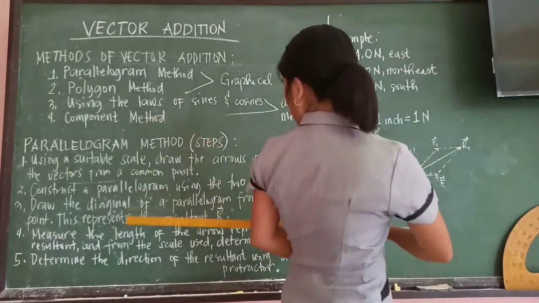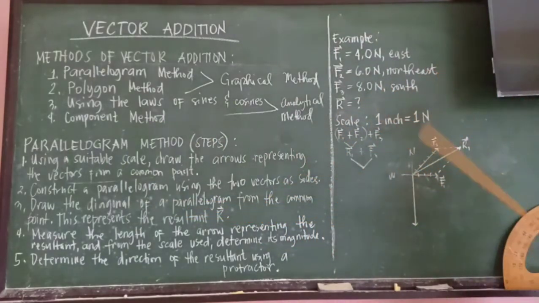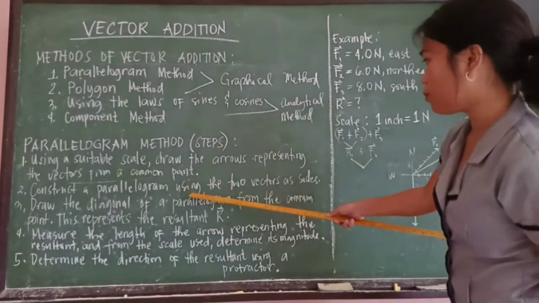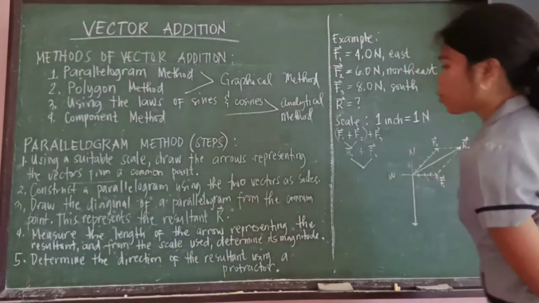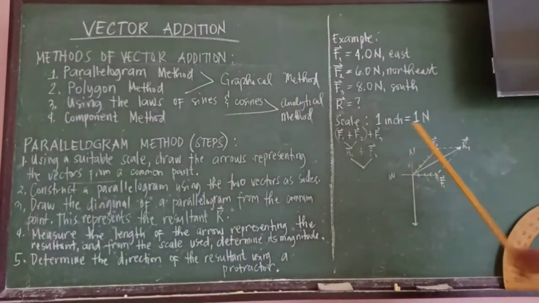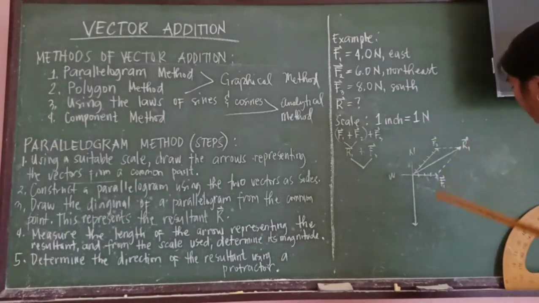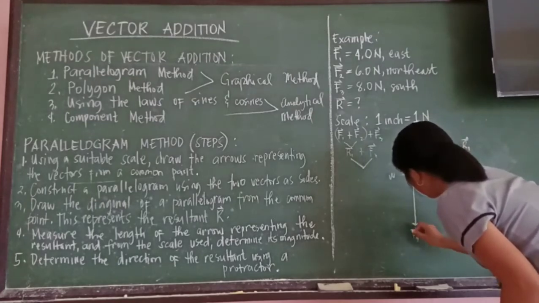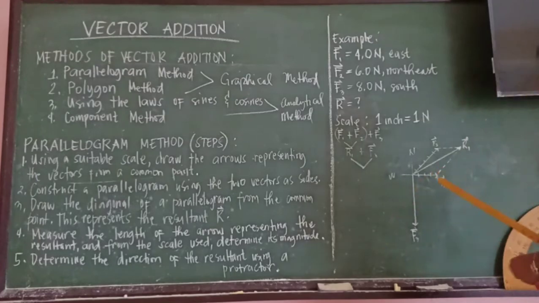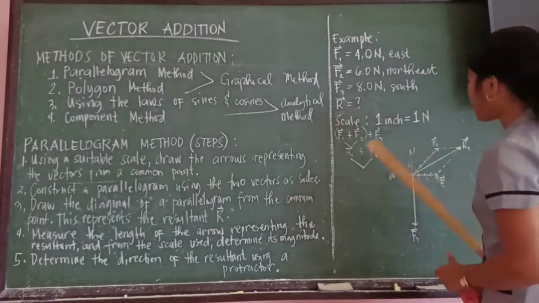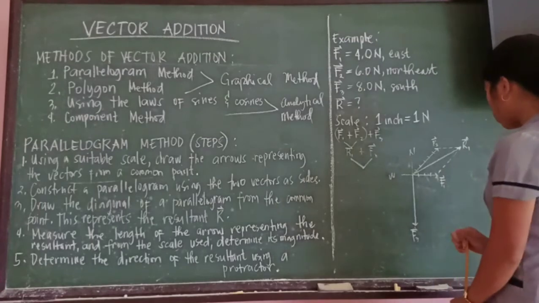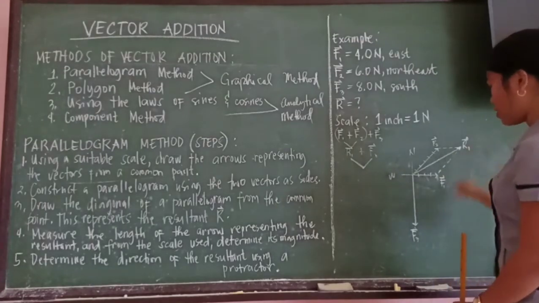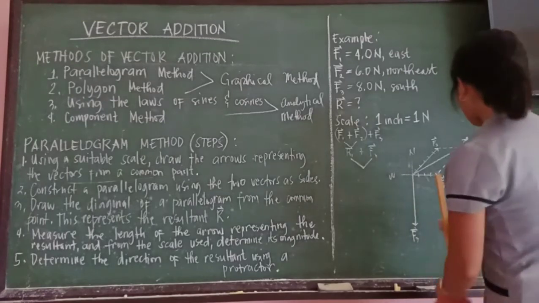Okay, so same thing. Same process with the addition of f sub 1 and f sub 2. We are going to go back to step 2, constructing a parallelogram. Since we are now dealing with r sub 1 and f sub 3, let us temporarily forget f sub 1 and f sub 2. We will focus on r sub 1 and f sub 3.